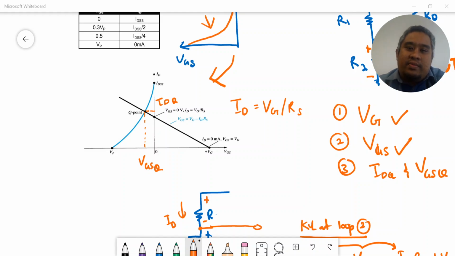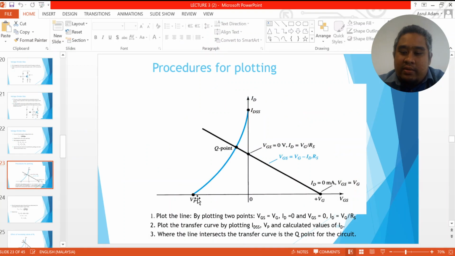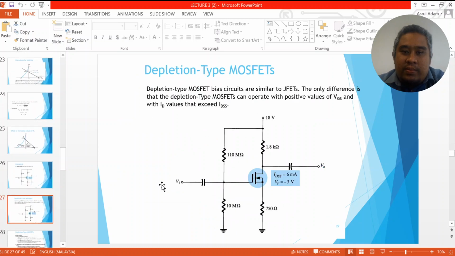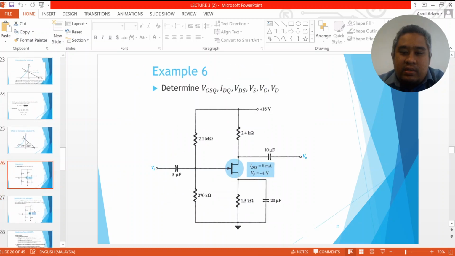Don't forget to do the example. You can refer to our slide. Example 6. Put all the values and find the VGSQ, IDQ, VDS, VS, VG, and VD.